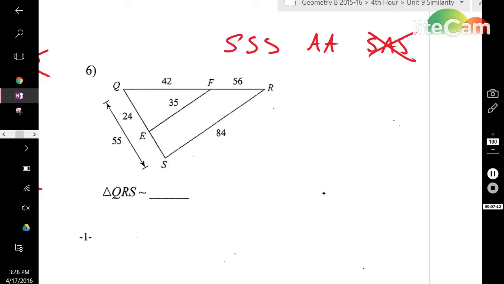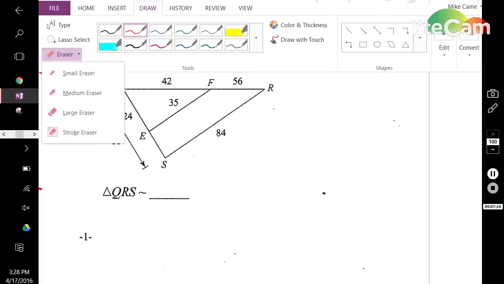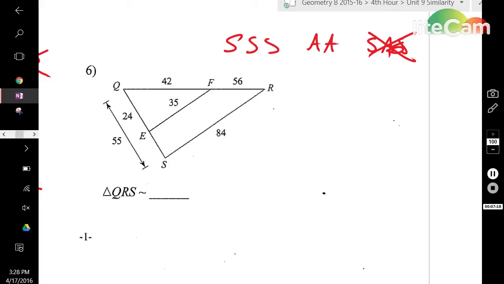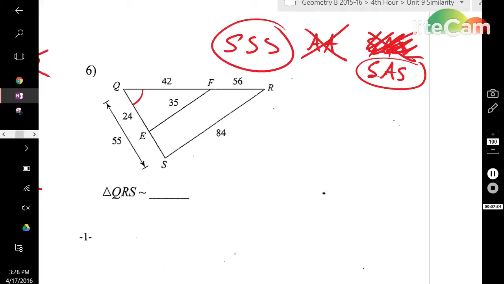And for this triangle, you do actually have, let me write this side, angle, side here. You actually do have 1 pair, which is right here. Q congruent to Q. You could do side, angle, side. You could not do angle, angle, because there's not 2 pairs of angles. And you could also do side, side, side. So it's either or here.